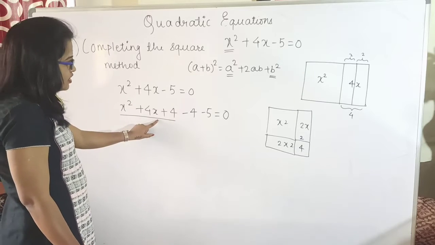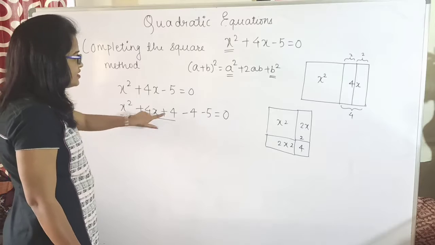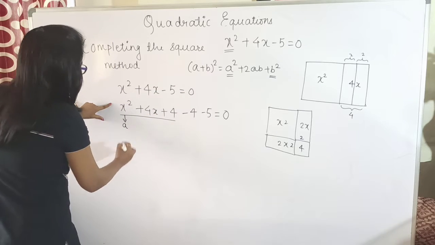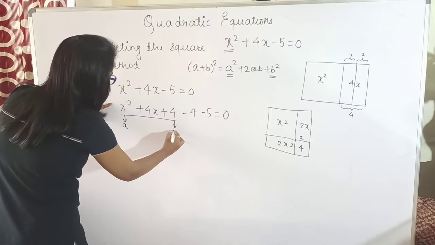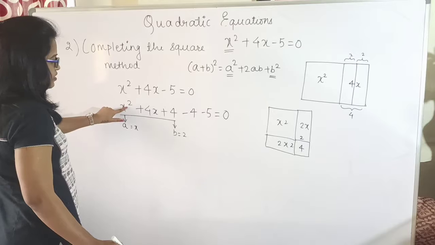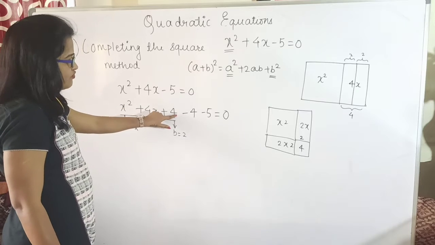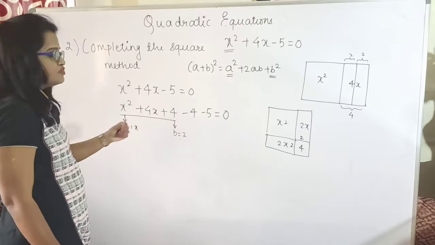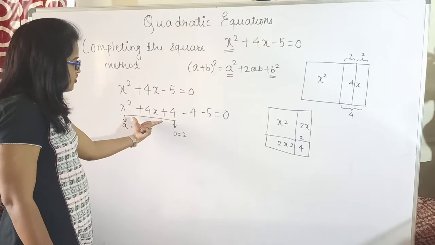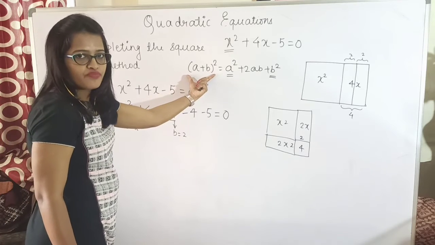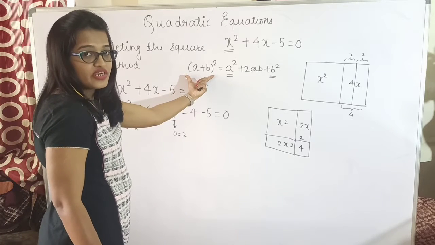So comparing this with this identity, can I say that the value of a is x here, whereas the value of b is 2 here? Because a square is x square, b square is 4, and 2ab means 2 into x into 2, which gives me 4x. So instead of writing it in an expanded form, can I write it in a square form? Yes. Why are we doing this?